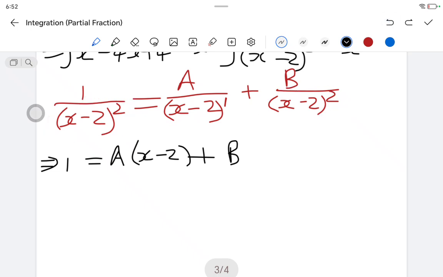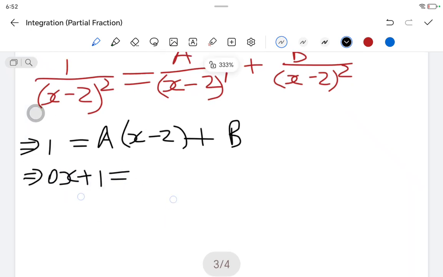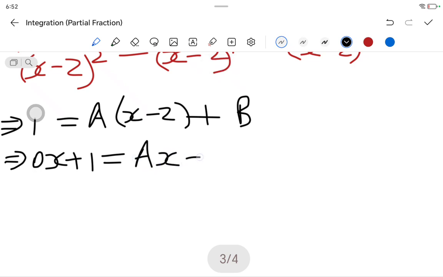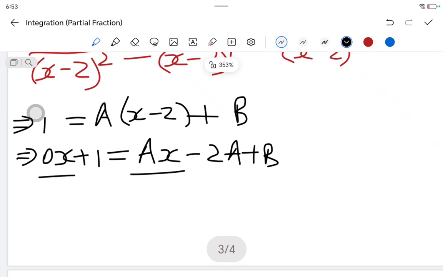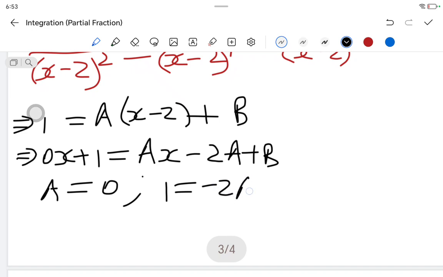Now from here, we're going to simplify this side. I said that we can easily write this in polynomial form. Then this will just be ax minus 2a plus b. So we can equate these two because they're of the same family, and also equate this because they're of the same family. So we know that easily here a is equal to 0. And since a is equal to 0, we know that 1 is equal to minus 2a plus b. And if a is 0, it means that b is equal to 1. You say, right?